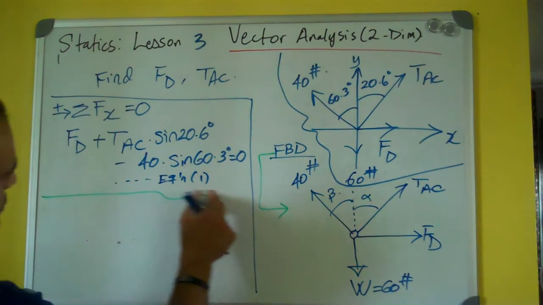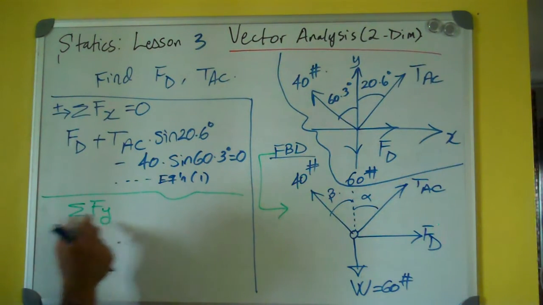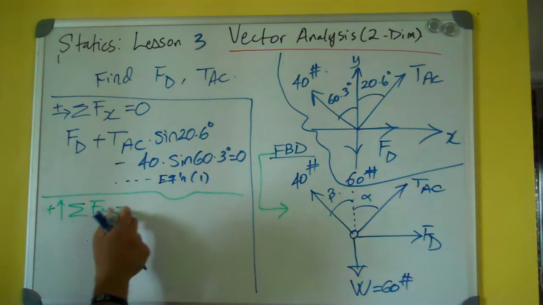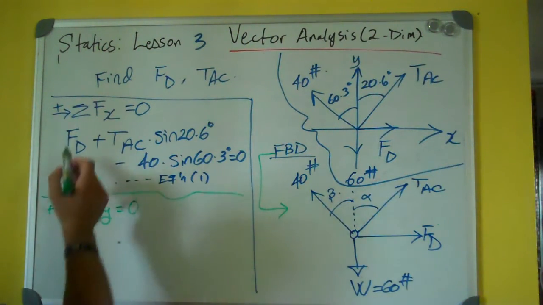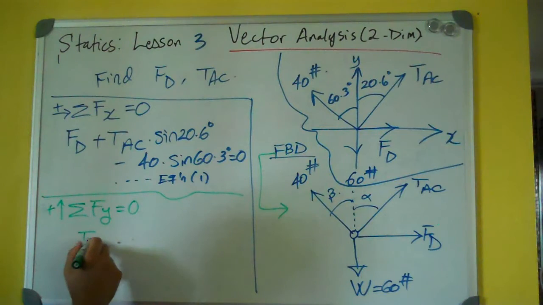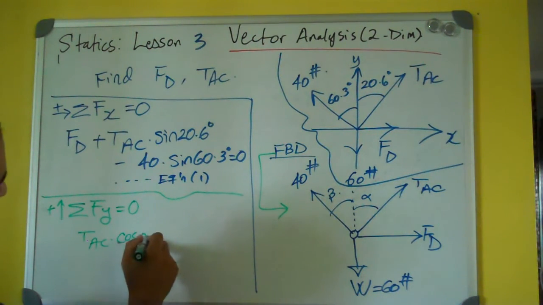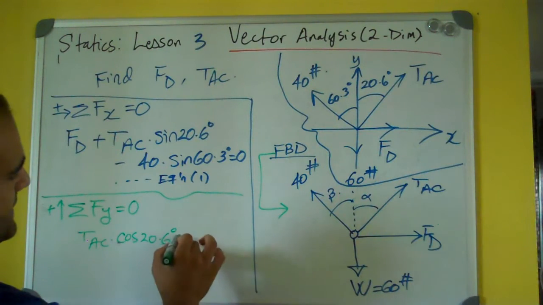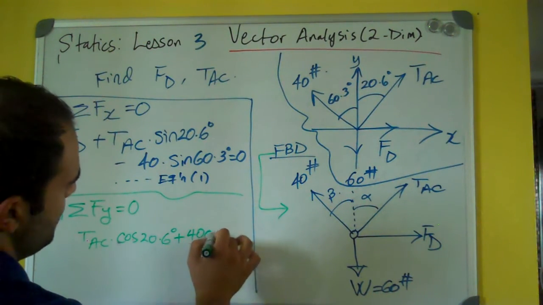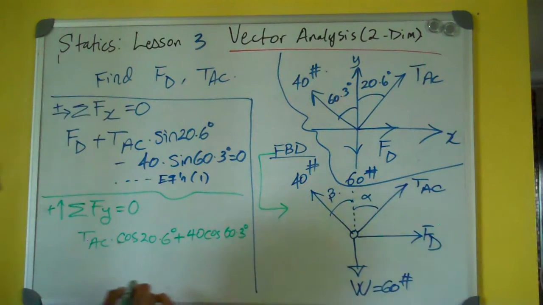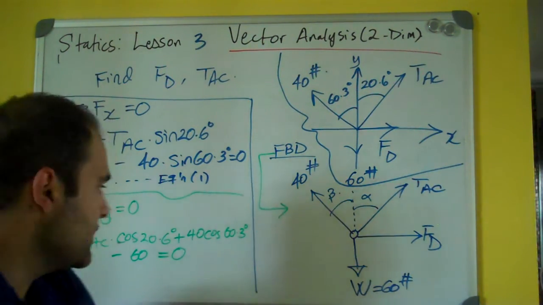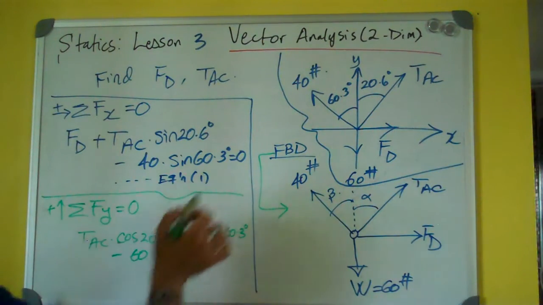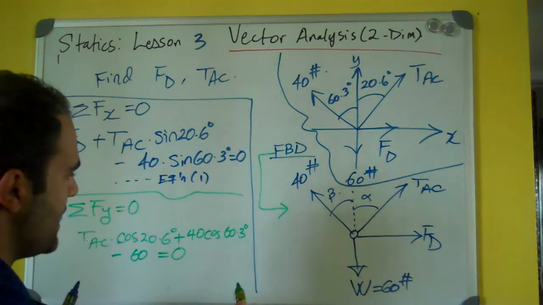And then you're going to have equation number 2. Sum of the forces in the y, positive is up, equals 0. In this case, you don't have to think about those, so no FD. TAC cosine 20.6, and 40 cosine 60.3, and then you've got minus the weight 60 equals 0. And again, I'm not teaching you math here, so you should be able to solve a system of two equations with two unknowns.